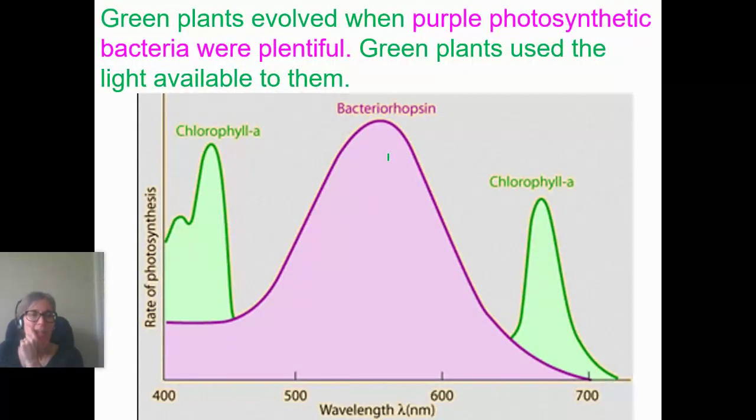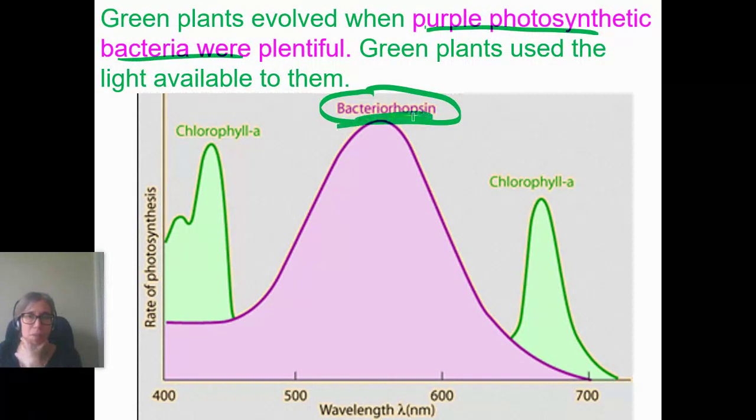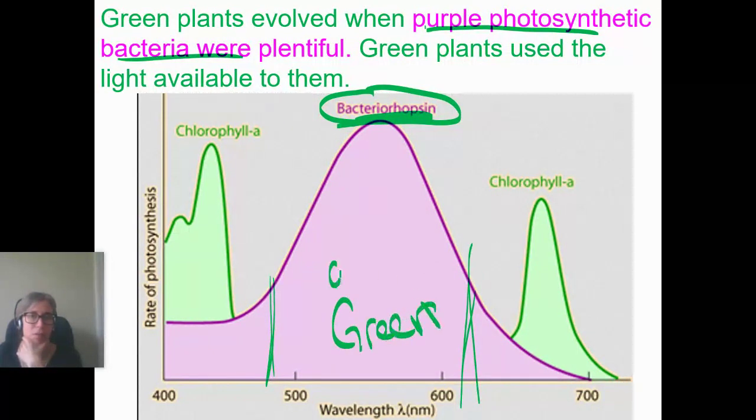Okay, this brings me to a question on an FRQ that I saw at one point. There's this pigment called bacteriorhodopsin, and this pigment is purple. Why is it purple? It's in purple photosynthetic bacteria, and the reason this pigment is purple is because it absorbs everything in the green spectrum. So it absorbs green light.